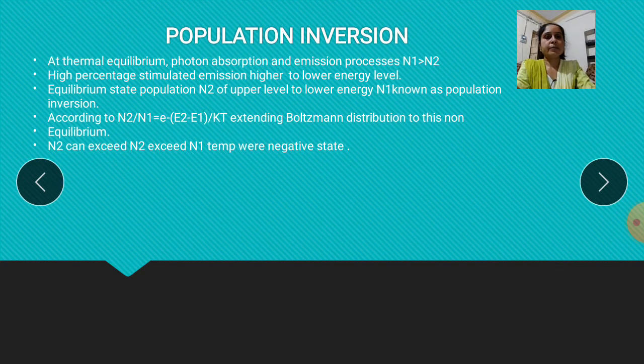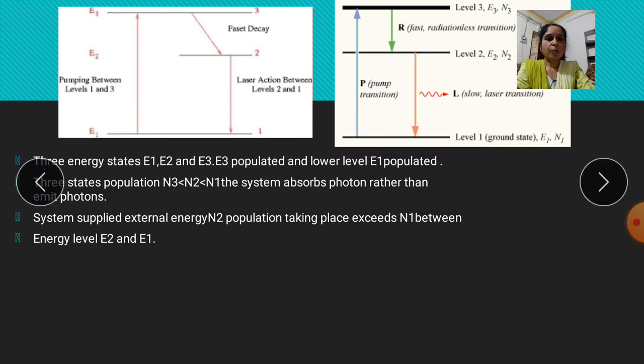Next is how the population of a three energy level system is generated. See the diagram: E1, E2, E3 are the three energy level states. In this state, the population between the three energy levels is generated. According to population inversion, N1, N2, N3 define the levels of the three level system.